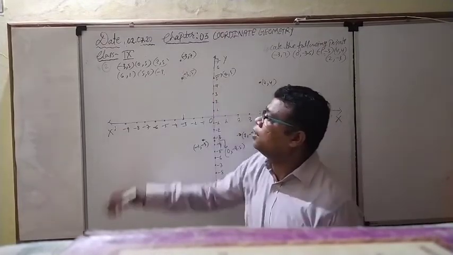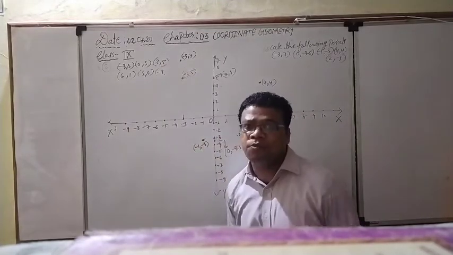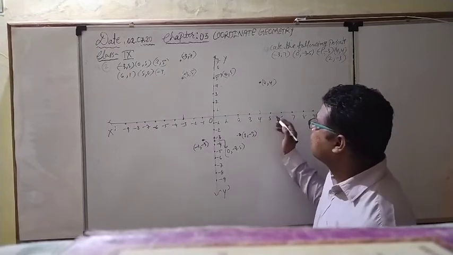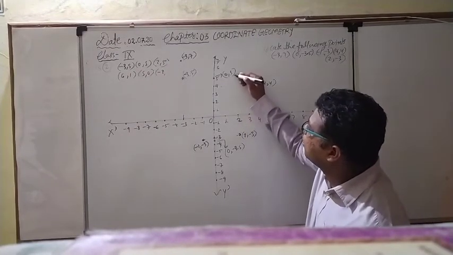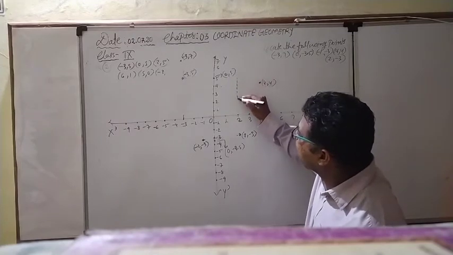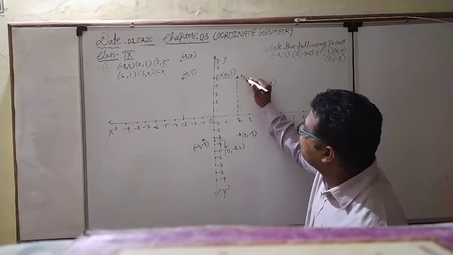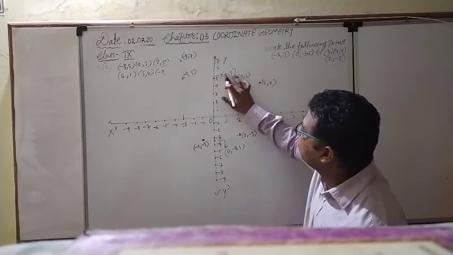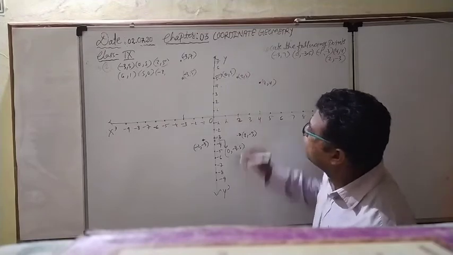Right now see the next point, 2 and 5. Both are positive, so it is present definitely in the first quadrant. Search in the first quadrant: what is the x coordinate? 2. What is the y coordinate? 5. So in this way we have to make the dotted lines, you can see. And this is going to be the location of 2 and 5. After that rub this nicely. This is the location of 2 and 5.